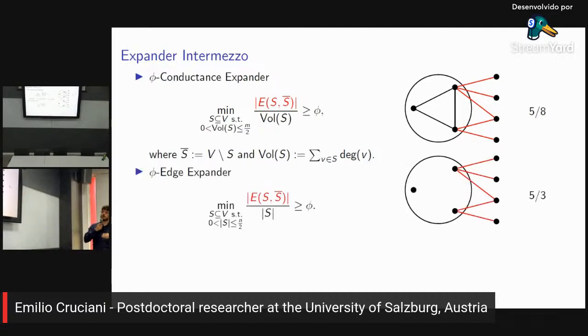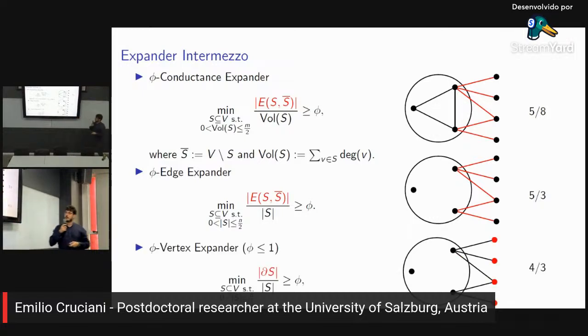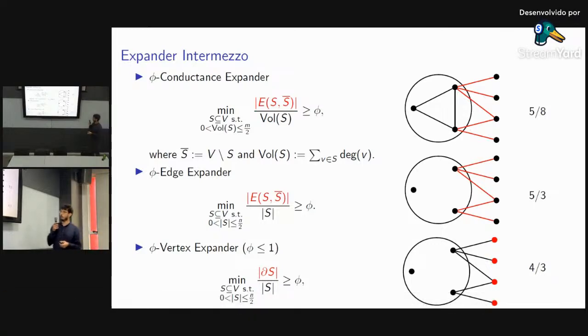Okay, and there are also other definitions of this, like edge expansion, in which essentially we also look at the number of edges crossing the cut, but we normalize it not on the volume, but on the size of the set. And then there is this notion of vertex expansion, which is more important for this talk, where instead of looking at the edges crossing the cut, we look at the boundary of the cut. So this, ∂S, is the boundary of S, which is the set of nodes that share at least one neighbor with the set S.